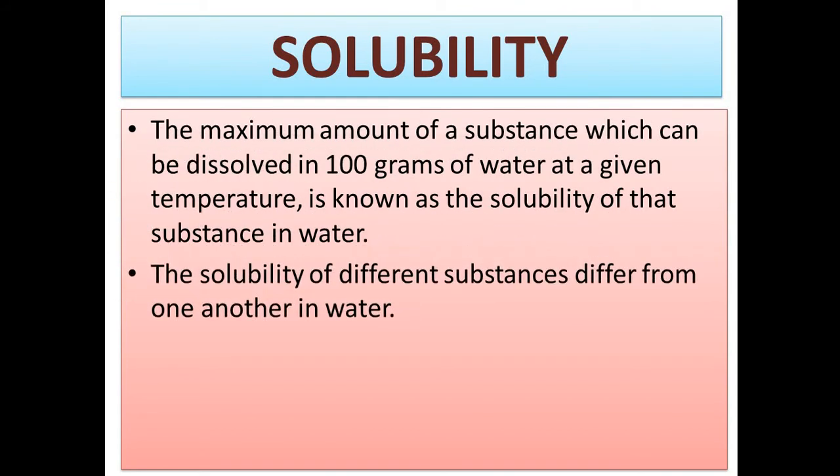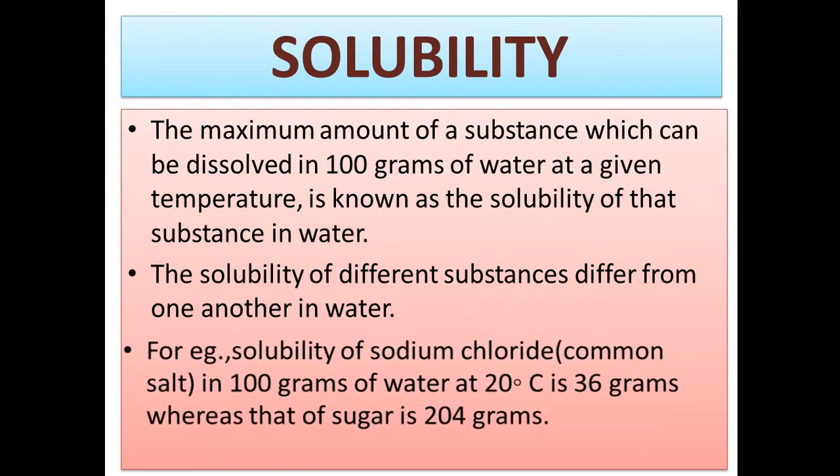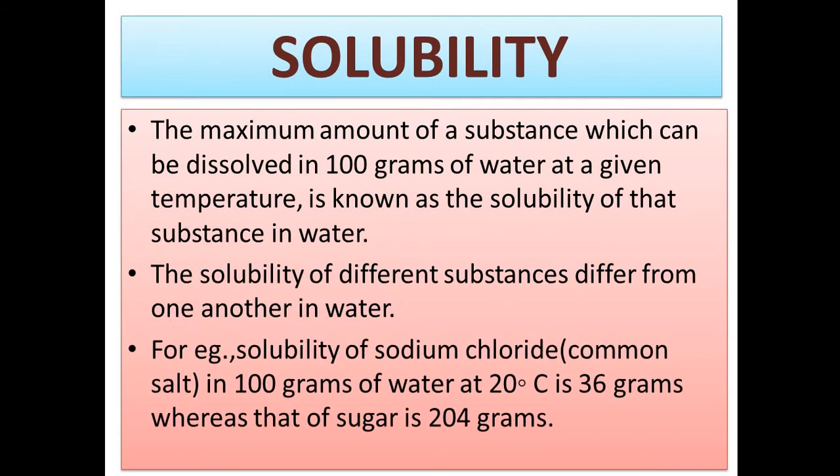The solubility of different substances differs from one another in water. For example, solubility of sodium chloride, that is common salt, in 100 grams of water at a temperature of 20 degrees Celsius is 36 grams, whereas that of sugar at the same temperature and with the same amount of water is 204 grams.